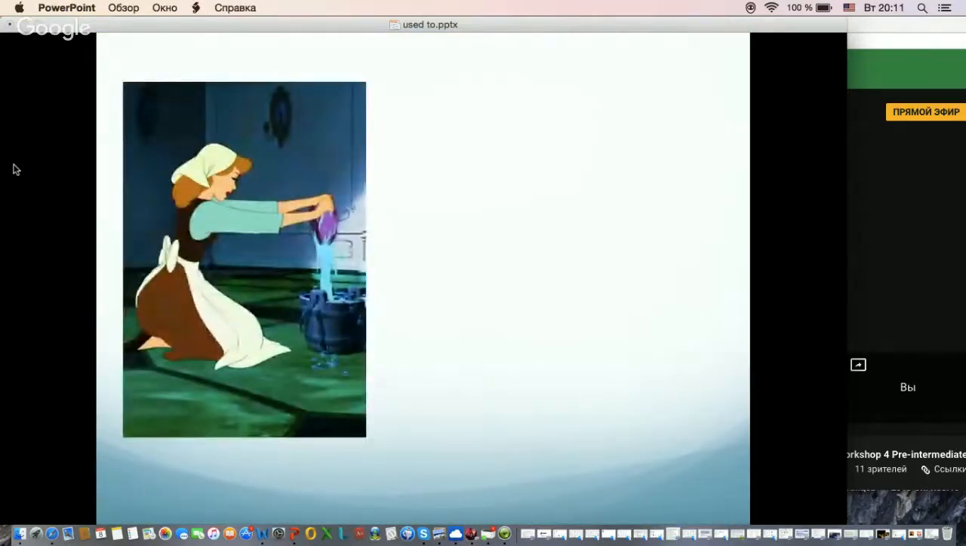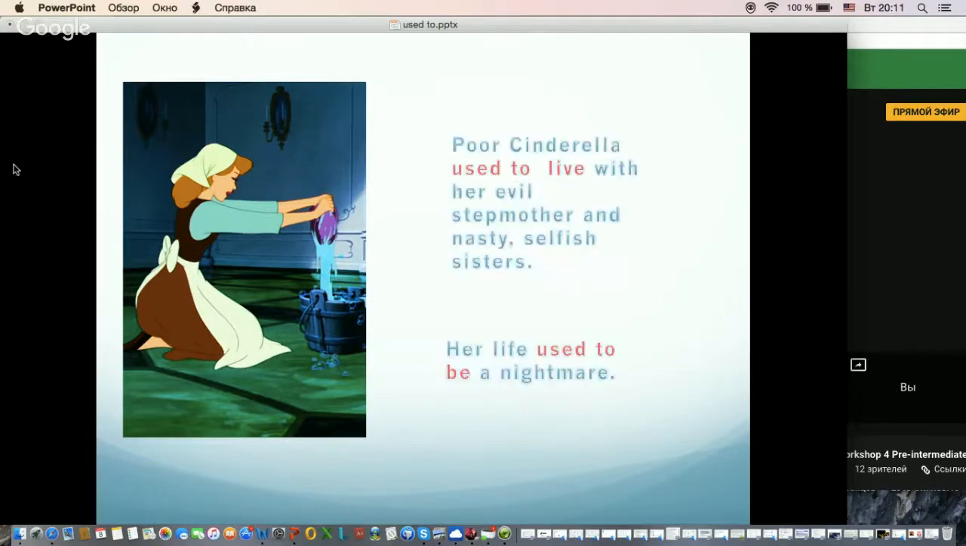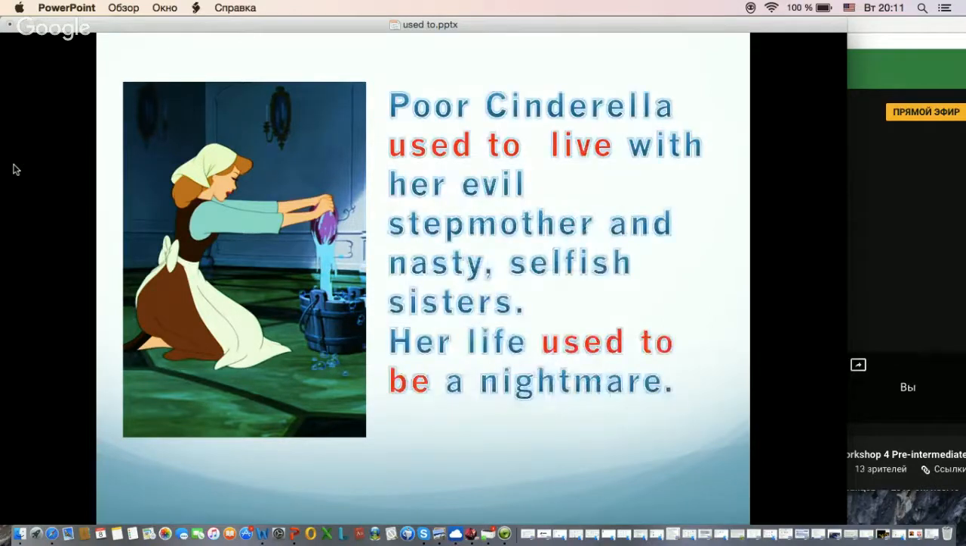So, for example, I guess that the fairy tale about Cinderella is very familiar to you. So probably you've read it when you were a child. Maybe it used to be your favorite fairy tale, but then you started loving, I don't know, the fairy tale about Sleeping Beauty. So what can we say about poor Cinderella?